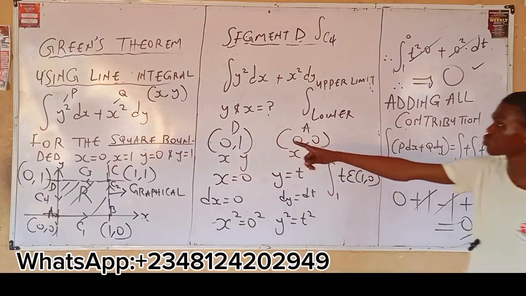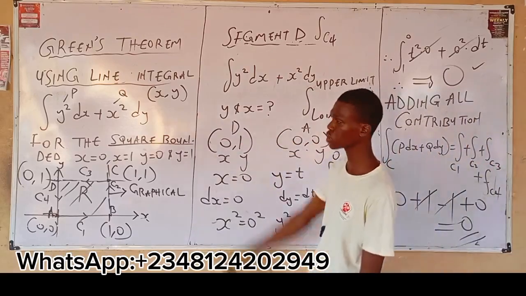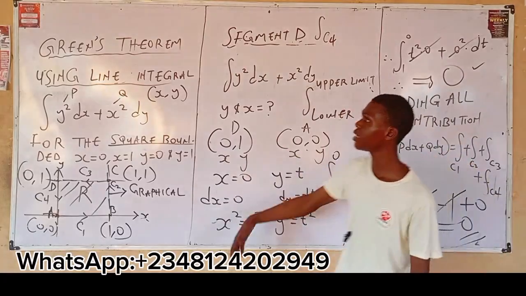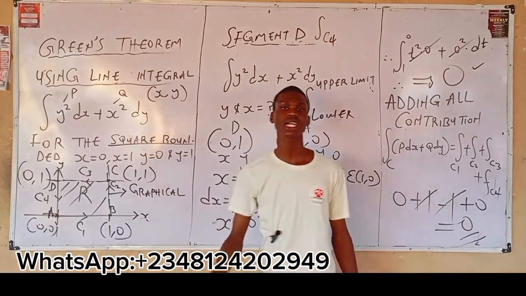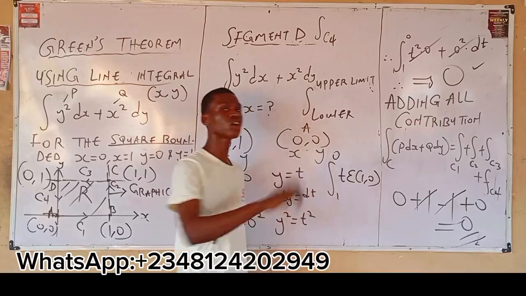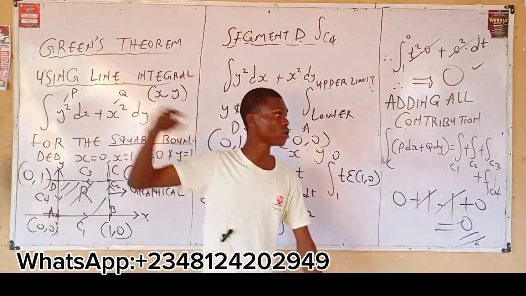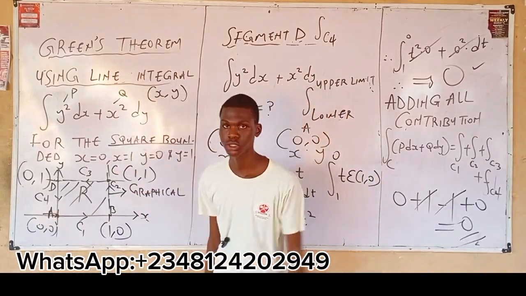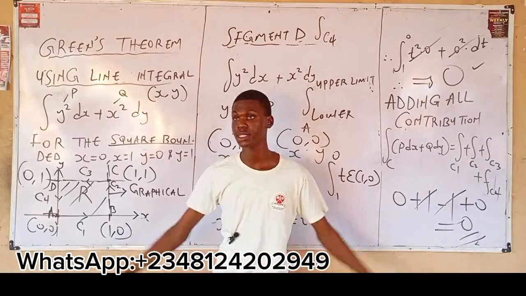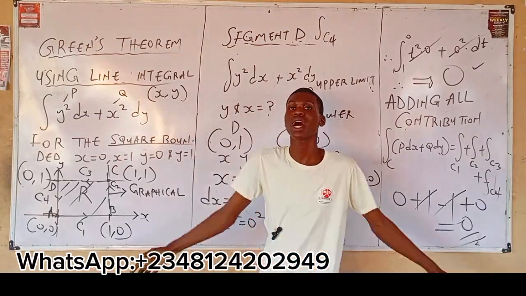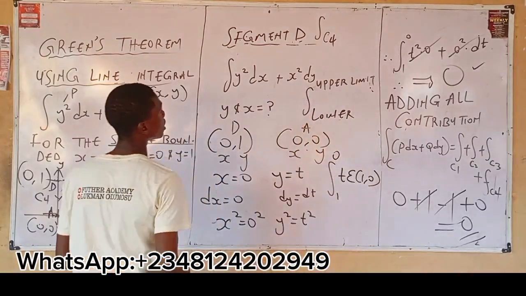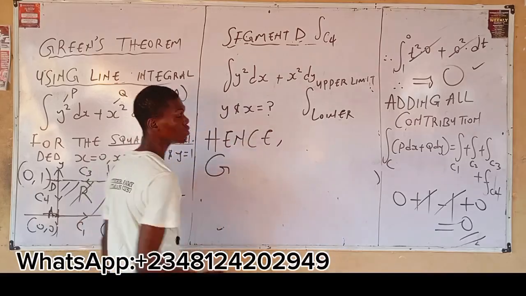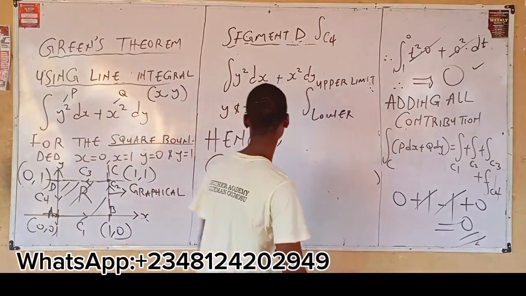Now, let's answer the question itself. The question says, does this question verify Green's theorem? What condition will verify Green's theorem? It will verify Green's theorem if and only if my answer for the line integral is equal to my answer for the double integral. So I implemented the double integral formula to this question. I got 0. Now for the line integral, I got 0. Meaning that for this given question, the line integral is verified. Green's theorem is verified.